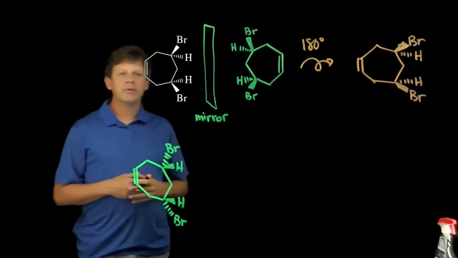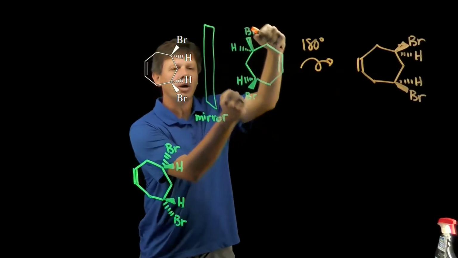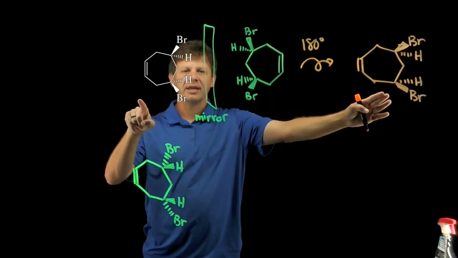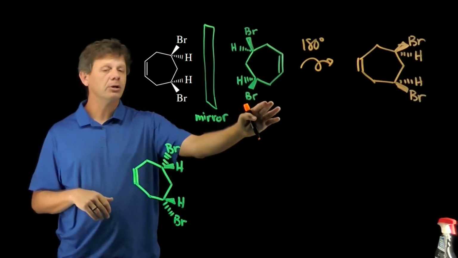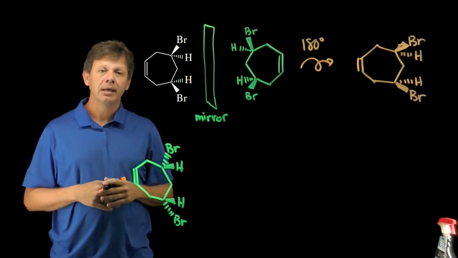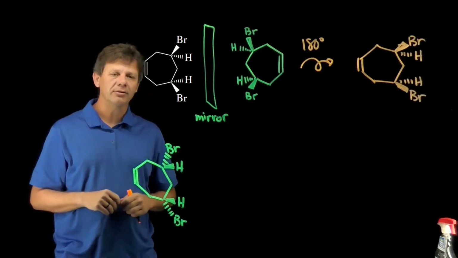You'll note that what we've essentially done is redrawn the original molecule. So this 180-degree rotation produces the same molecule we started with. So the mirror image and the original molecule are identical. The other thing we did is inverted the stereochemistry so that now the two bromines are down.